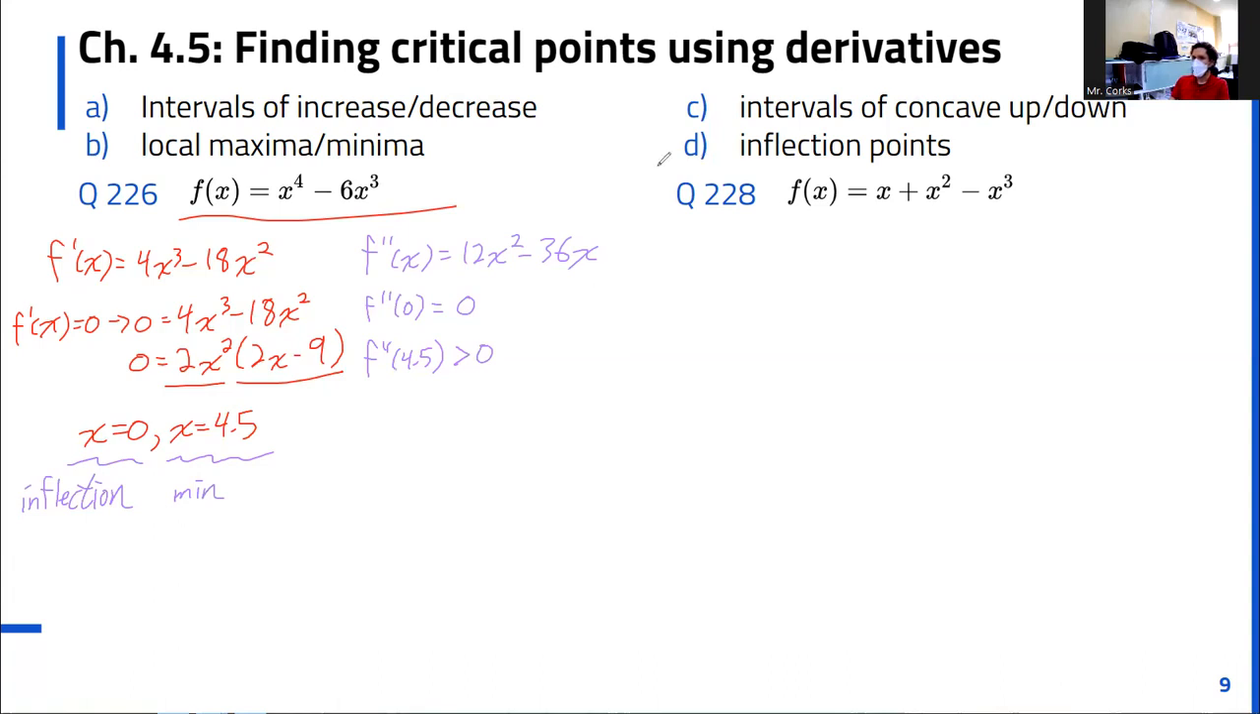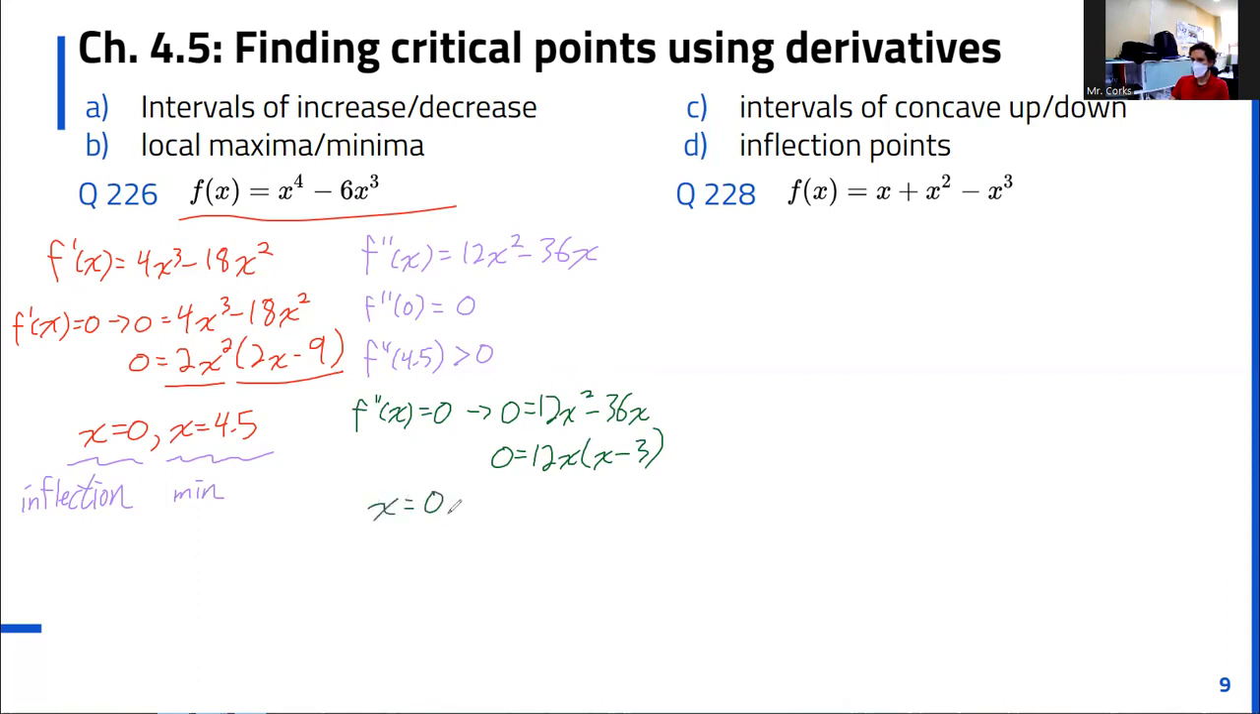We are not done finding inflection points though, because we found one of them, but maybe there are more. So we can't guarantee that we found all of them. So we do have a little more work here. F double prime of x, we set to 0. So 0 is equal to 12x squared minus 36x. We can factor out 12x and we are left with x minus 3.